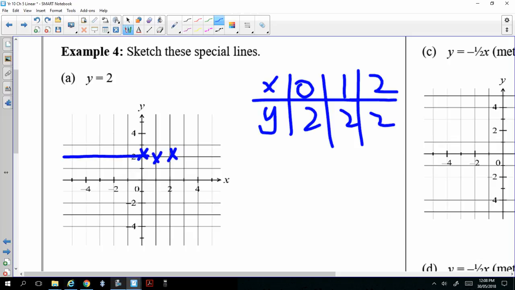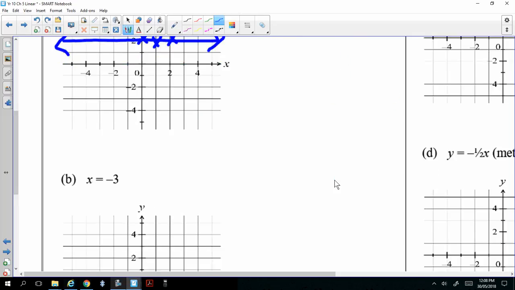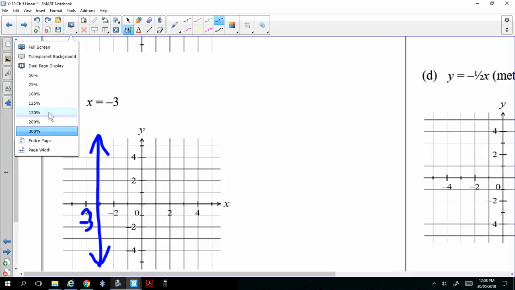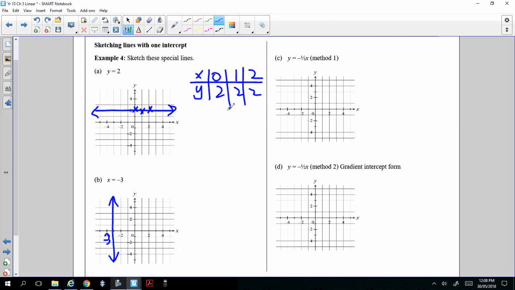Okay, so y equal to 2 is a horizontal line crossing the y-axis at 2, whereas x equal to negative 3, you will find it is a vertical line crossing the x-axis at negative 3. So they're pretty easy. Okay, so these lines have only 1 intercept. Okay, good.